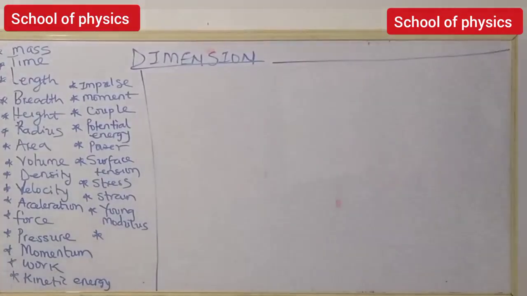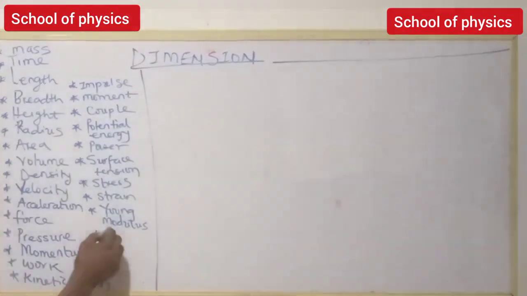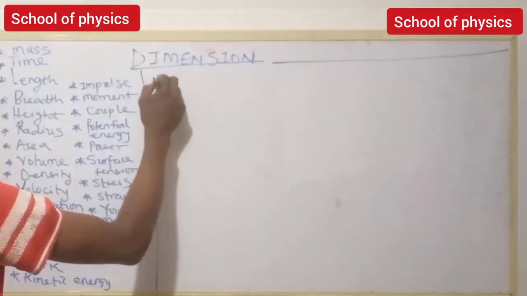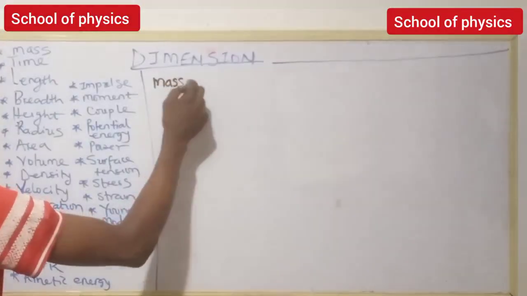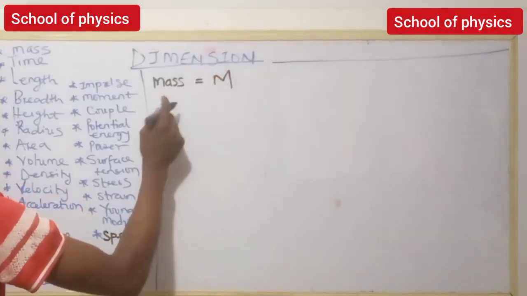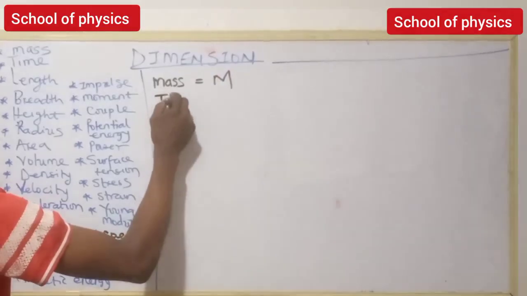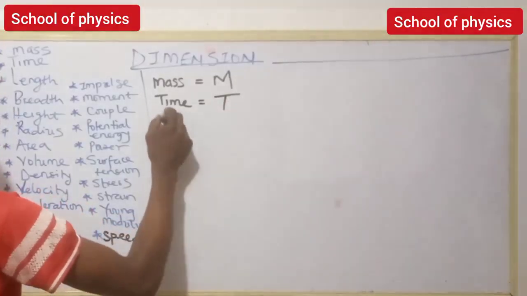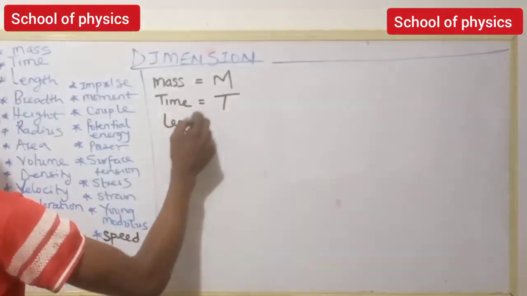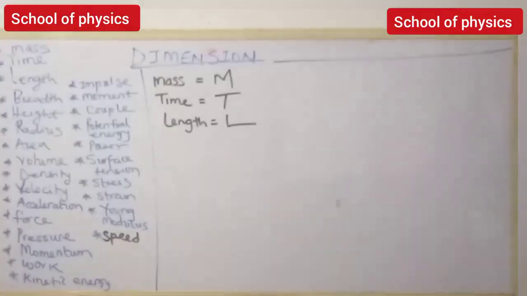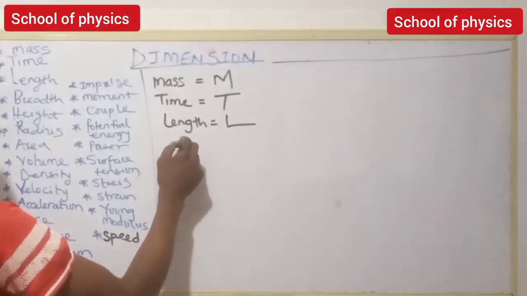Distance and displacement are the same thing as the length between 2 points. Only distance has no direction, but displacement has direction. So the dimension of our mass is m, so we represent it as capital letter M. The dimension of time is T. The dimension of length is L. So distance is also L, displacement is also L.